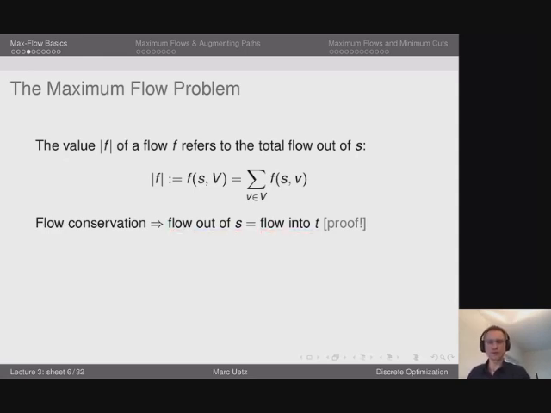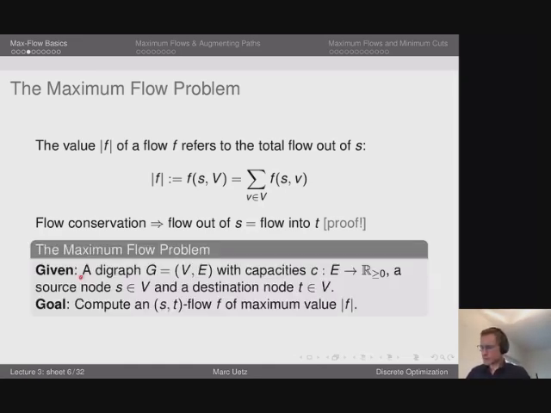I'm going to show you a little proof of this as a small exercise in a minute, but the definition of the problem is: we are given a directed graph, we are given non-negative edge capacities, and a source node and a target node S and T. We want to compute an ST flow in the network of maximum value.